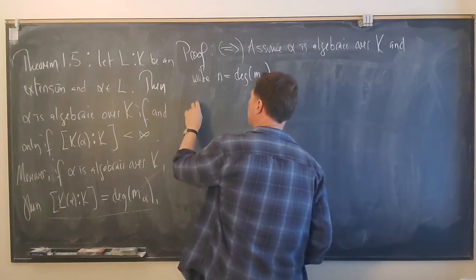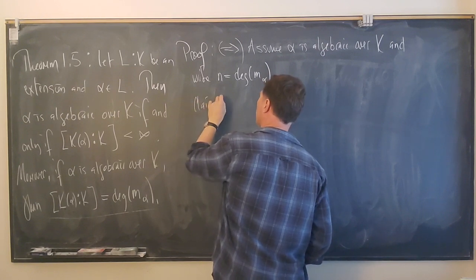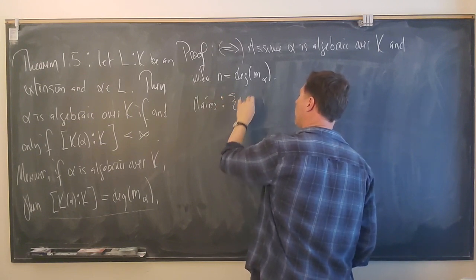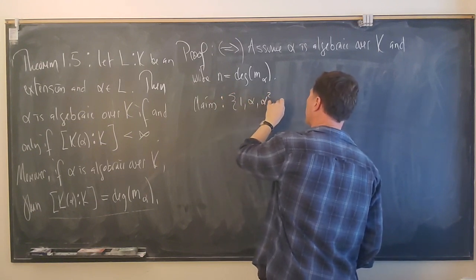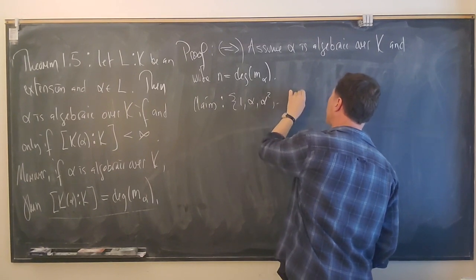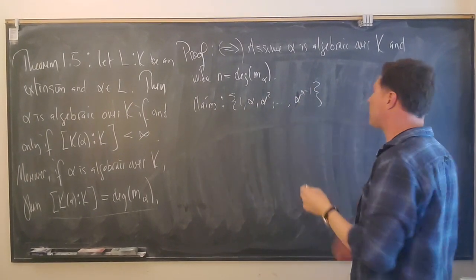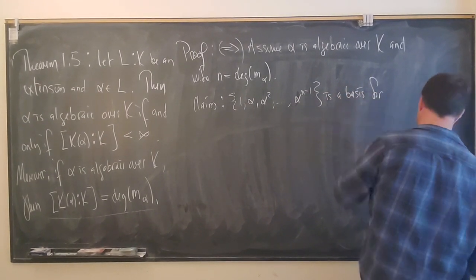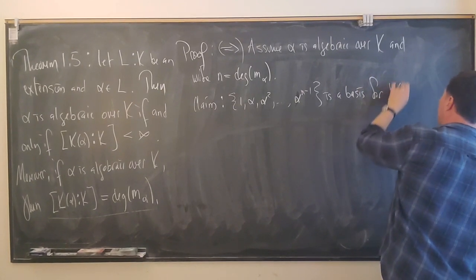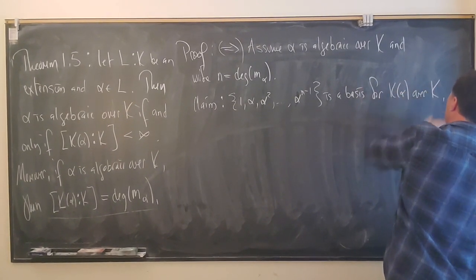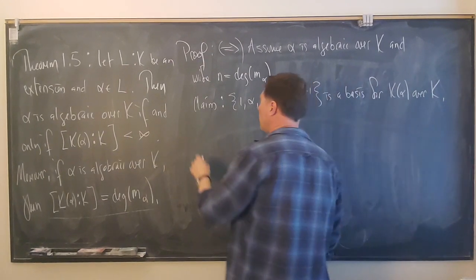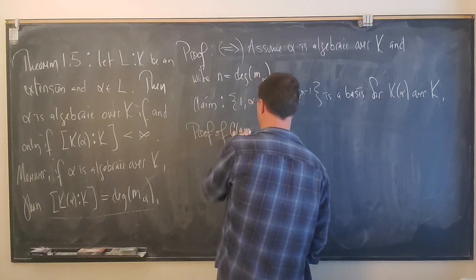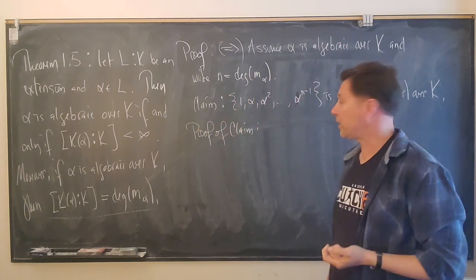And so we're going to say it like this: claim, and we're going to get an explicit basis here. The set 1, alpha, alpha squared, up through alpha to the n minus 1. So the claim is that this is a basis for K adjoint alpha over K. So now to prove this claim, proof of the claim, first let's show that it's linearly independent.